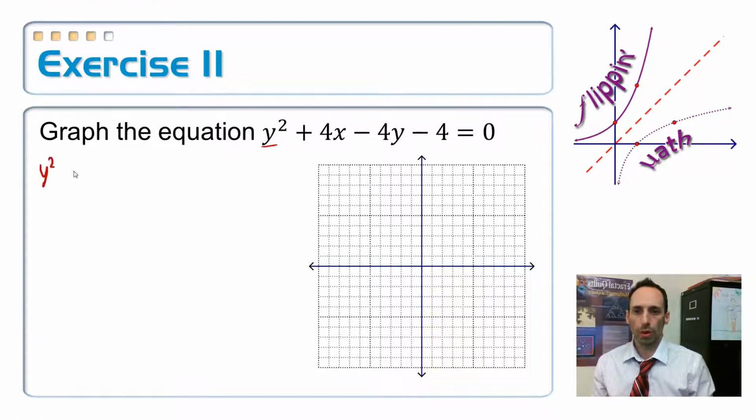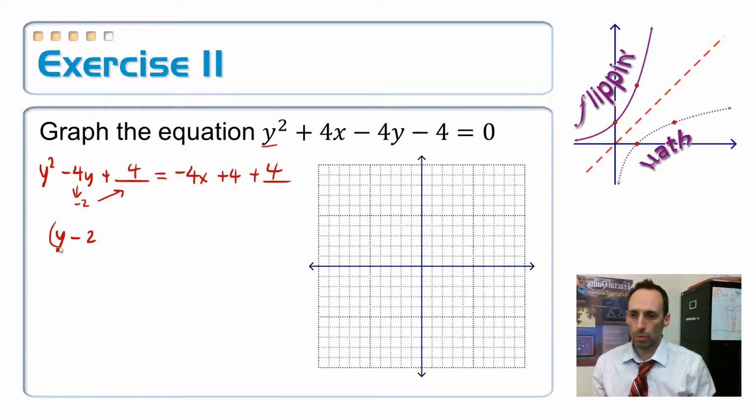So y squared minus 4y plus a blank is equal to, now let's get all the other stuff to the other side, minus 4x plus 4 plus another blank. To complete the square here, I'm going to take half of that, so negative 2, square it, positive 4, add another 4 to that side, and let's do the algebra, clean this thing up. So y minus 2 squared is equal to 4x, add those together, plus 8.